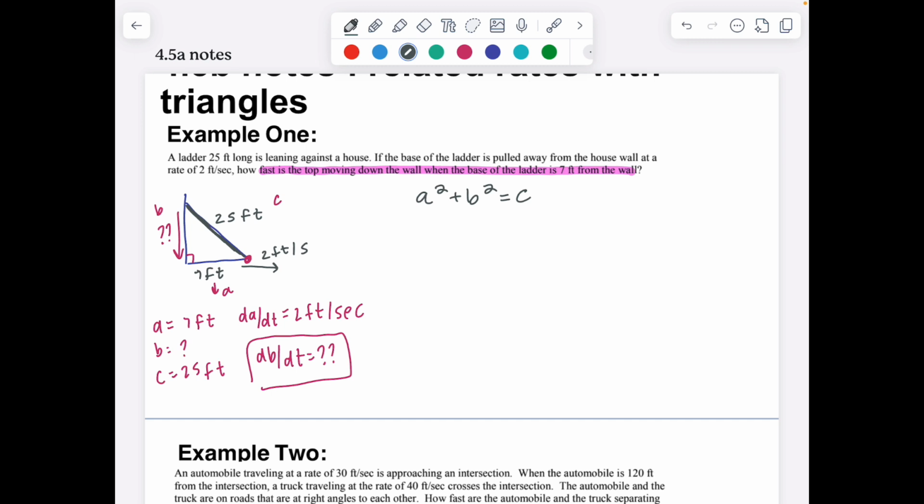But that equation has nothing to do with rates right now. If I take the derivative of both sides, it will have to do with rates. That will tell me how each side is changing with respect to each other.